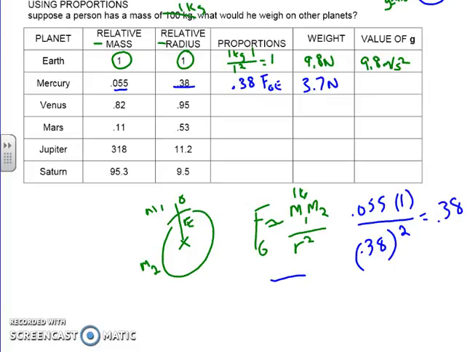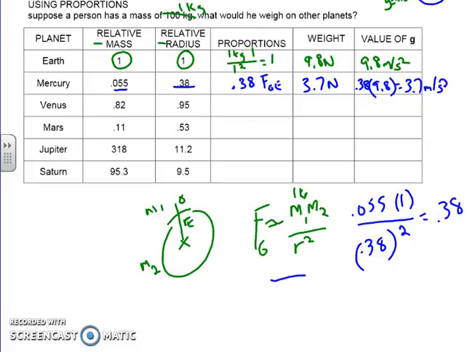And if the acceleration due to gravity on Earth is 9.8, on Mercury, it will be 0.38 times 9.8, which of course is 3.7 meters per second squared. So you're roughly 1/3 the acceleration due to gravity on Mercury.